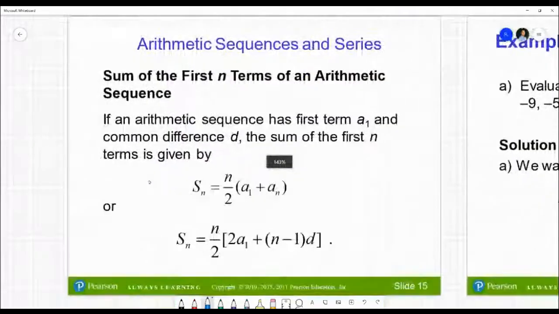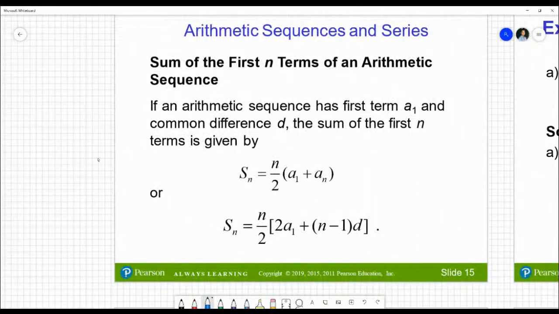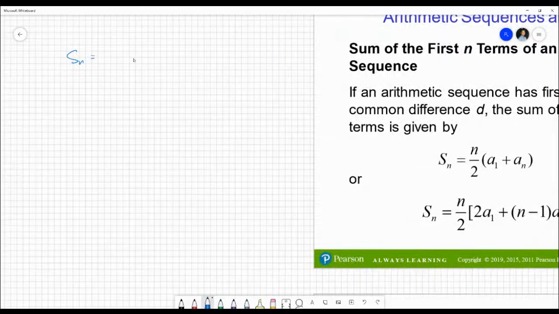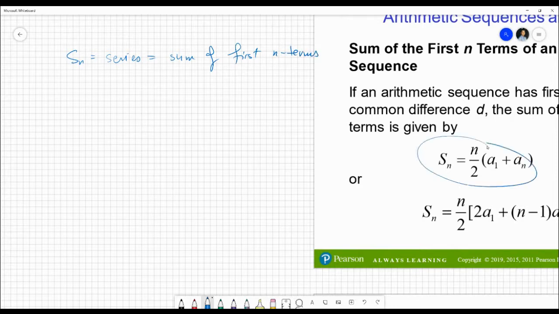All right, now we're going to talk about a series. So a series is nothing more than the sum of the first n terms. Okay, so Sn is a series, which means it is the sum of the first n terms. Okay, so let me show you how they derive this formula.